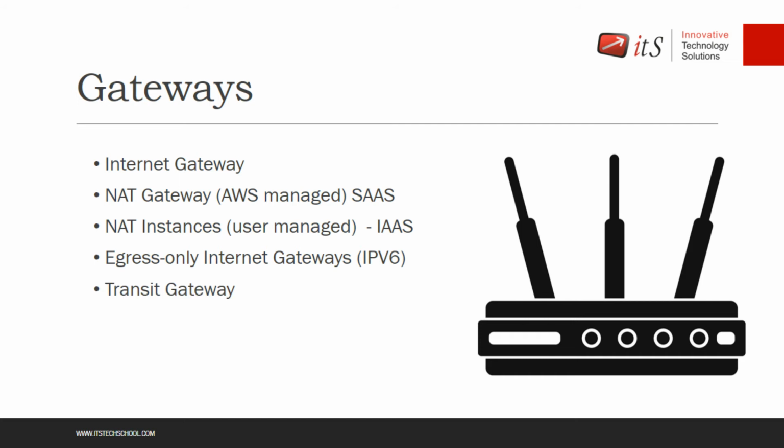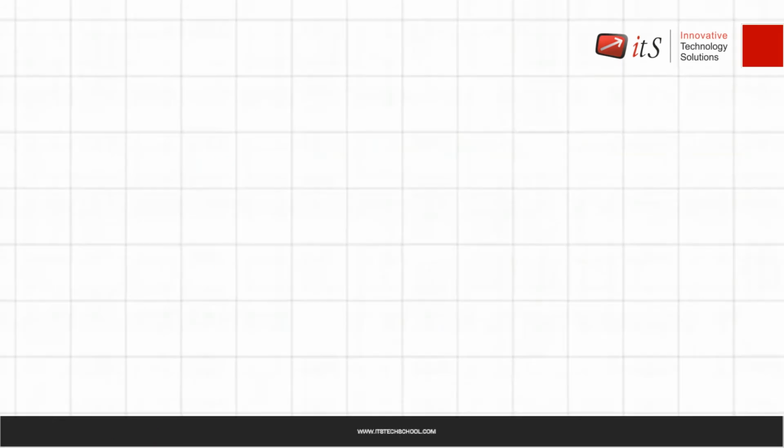Then the transit gateway. If you have two or three VPCs, you can easily connect them through VPC peering. But if you have multiple VPCs, like 6 or 7, that time you will need a transit gateway, right? Let me show you in a simple way how basically it works.